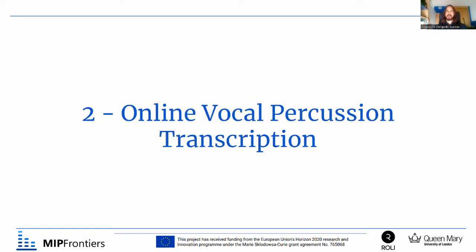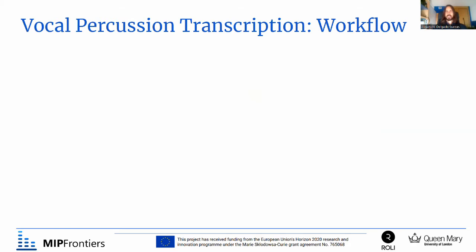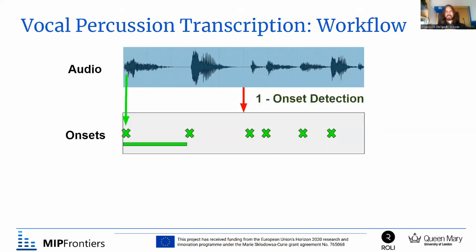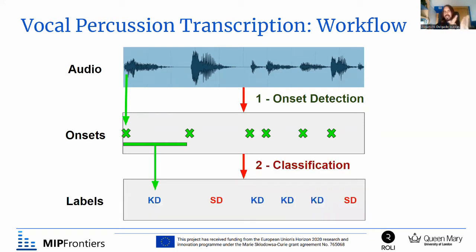All right, let's dive now into online vocal percussion transcription, which is real-time vocal percussion transcription. Usually the transcription workflow works this way. We start from an audio file, and this audio file has different vocal percussion sounds along the file. And we identify the moment where each of these sounds begins. So this is the onset of the sounds. We perform onset detection. And we assume that the sounds themselves are in between these onsets. So we take what's in between all these onsets and we label them.